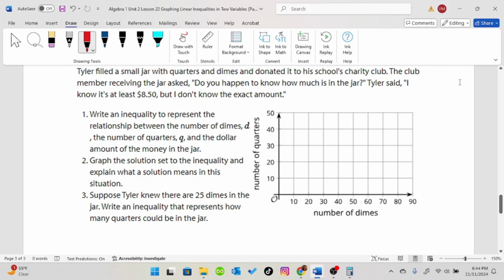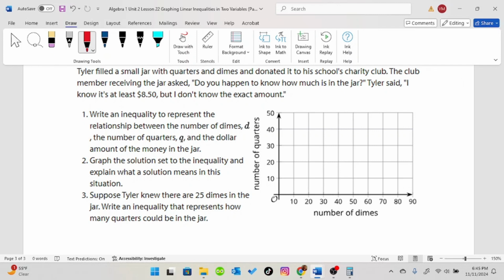Our last practice problem says Tyler filled a small jar with quarters and dimes and donated it to his school's charity club. The club member receiving the jar asked, "Do you happen to know how much is in the jar?" Tyler said, "I know it's at least $8.50, but I don't know the exact amount." Write an inequality to represent the relationship between the number of dimes, D, the number of quarters, Q, and the dollar amount of the money in the jar.